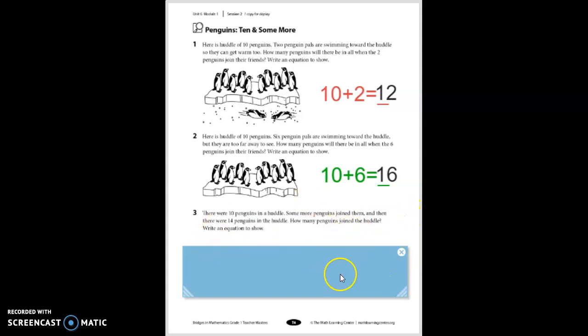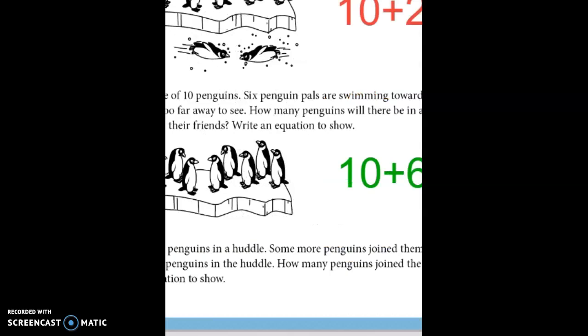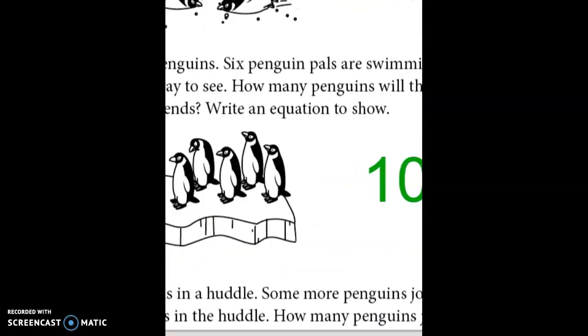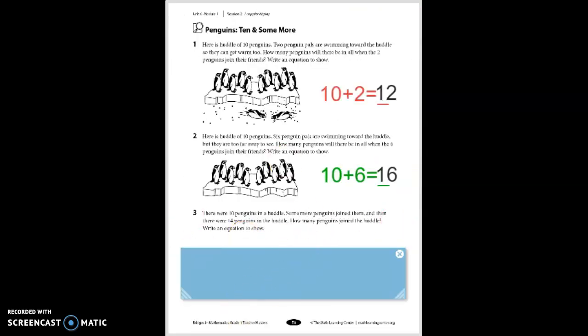Here is our next one. Now there's no picture, so it's getting a little more challenging. There were 10 penguins in a huddle. Some more penguins joined them. And then there were 14 in the huddle. How many penguins joined the huddle?